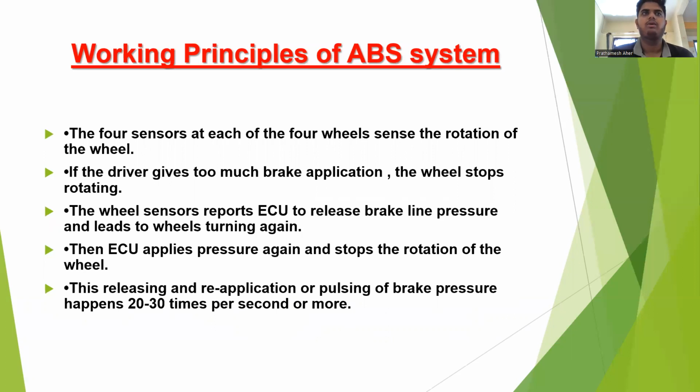Working principle of the ABS system. The sensors on each wheel, used in four-wheelers, monitor the rotation of the vehicle's wheels. When a brake is applied and a wheel will stop rotating, the sensor reports to the ECU, which means electronic control unit, to release the brake line pressure and lets the wheels turn again. Then the ECU applies the pressure again and stops the rotating of the wheels, and this release and reapplication of the pulsing of the brake pressure happens 20 to 30 times per second.